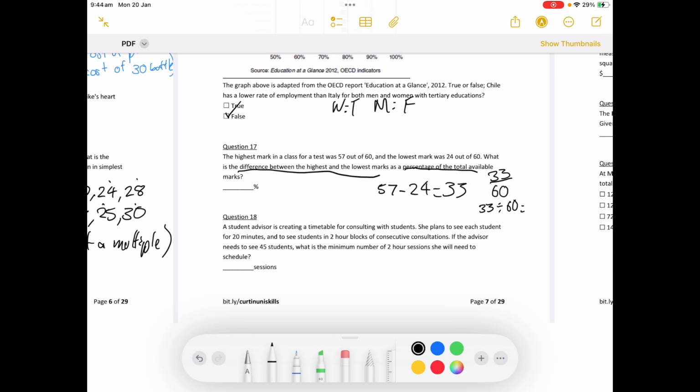And if you put in your calculator 33 divided by 60, that would give you a percentage as a decimal. So let's go ahead and do that. That's 0.55. Now to get it as a percentage, we're going to times this number by 100. That'll give us 55%. So the difference here is 55%.